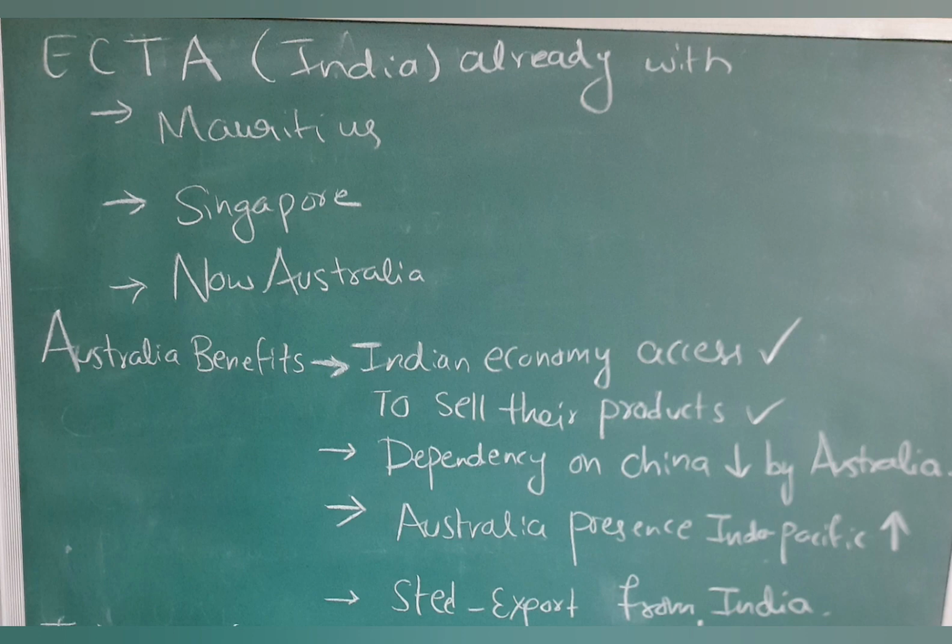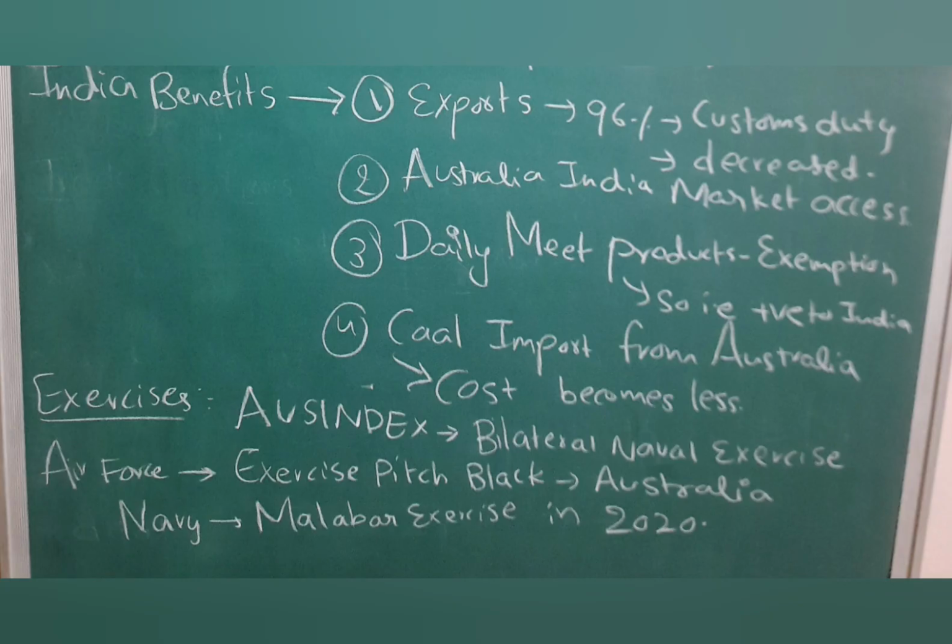Let's see the major benefits for India by this ECTA agreement. India also has major benefits from it. Export duty on 96% of goods will decrease and customs duty will also decrease, and Indian market access in Australia will increase. Dairy products are exempted, and coal import from Australia is easy and the cost becomes less. So these are the major benefits to India by this economic cooperation trade agreement with Australia.